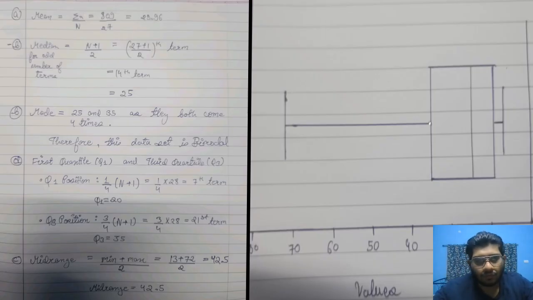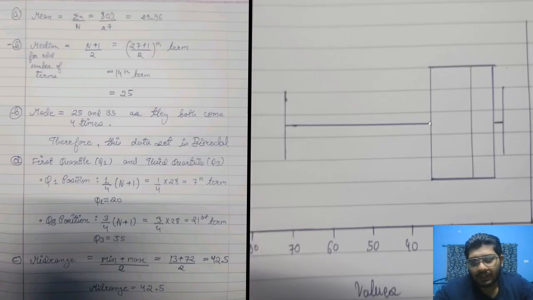And then what is a quartile? A quartile divides the data set into four equal parts. Position 1: as the total number of observations is odd, we will do n plus 1. So 1 by 4 into n plus 1 is 1 by 4 into 28, which is the 7th term, which is 20. We get our quartile 1 as 20.